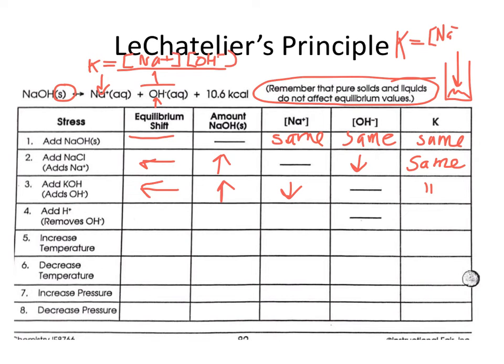Now let's say we're going to add H plus. Well, now this is a little bit different. If I add H plus into the beaker that has sodium and hydroxide, H plus is actually going to react with OH minus, which is essentially saying the same thing as I'm going to remove OH minus. If I remove this, the equilibrium will shift to the right. The amount of sodium hydroxide would decrease. The amount of sodium will increase because some of the sodium hydroxide will produce more sodium. Equilibrium constant remains the same.